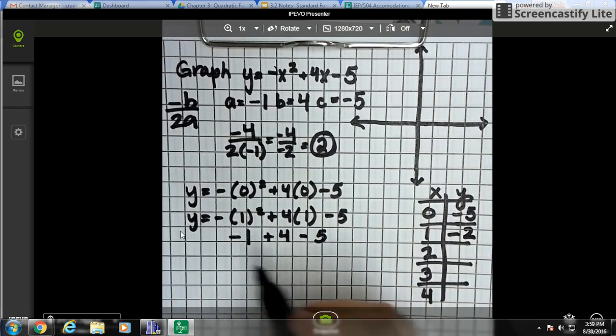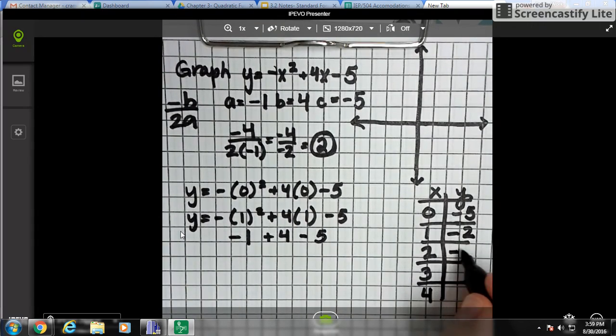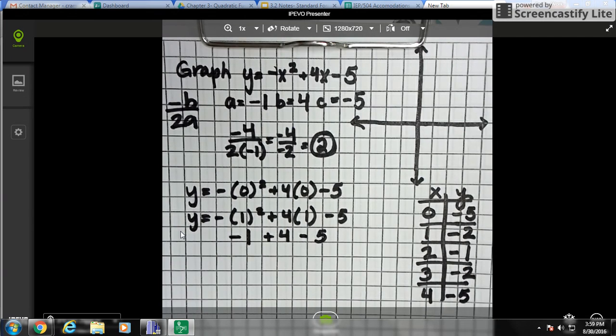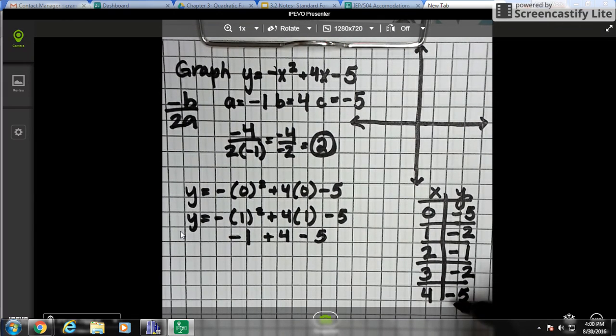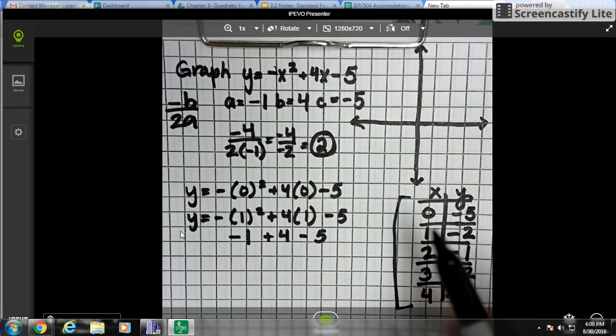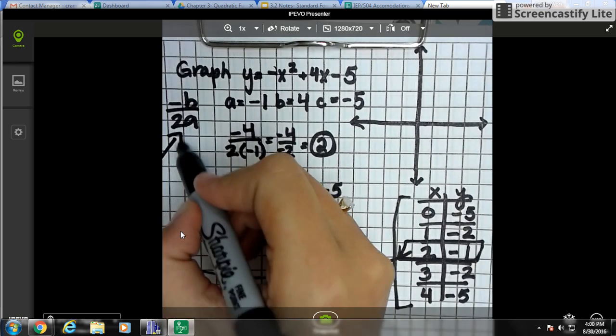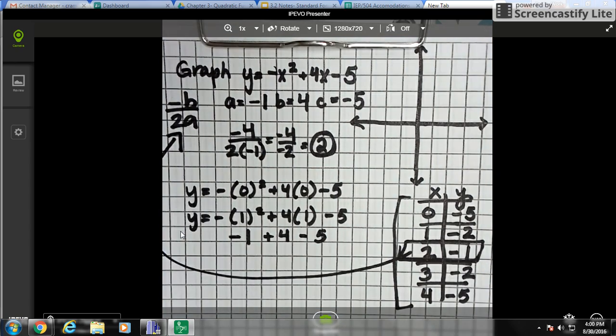When we plug in 2, we end up with negative 1. When we plug in 3, we end up with negative 2. And when we plug in 4, we end up with negative 5. If you get a nice symmetrical parabola, you know that you have done this correctly. Make sure you do not just automatically start these inputs with the center of 0. You need to start with the vertex found by using that formula negative B over 2A.